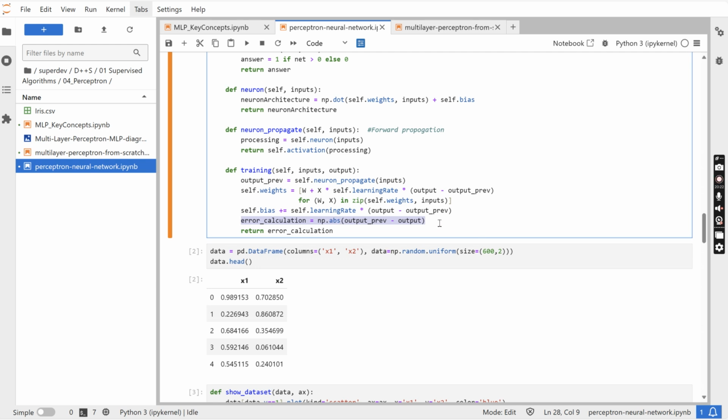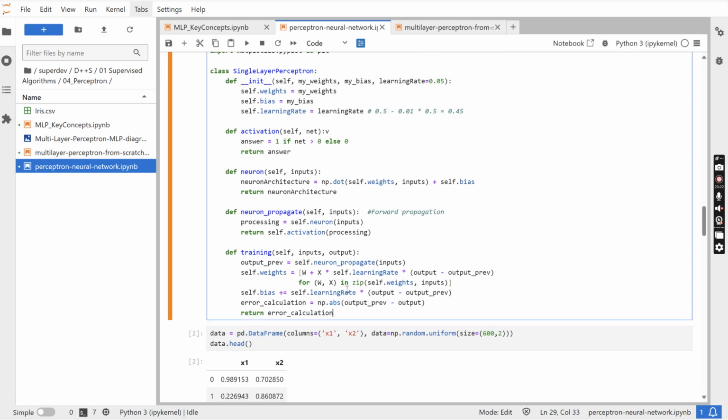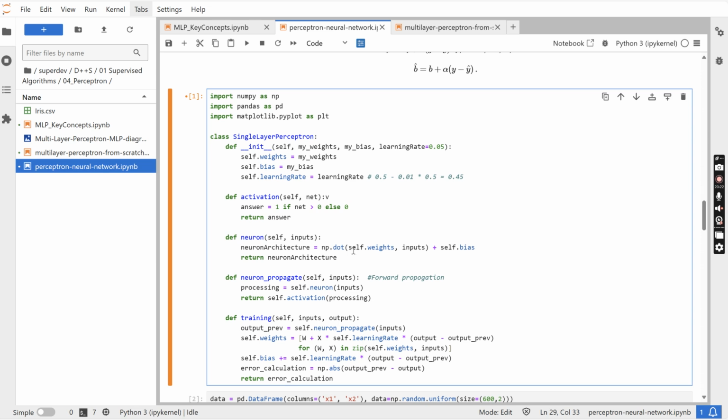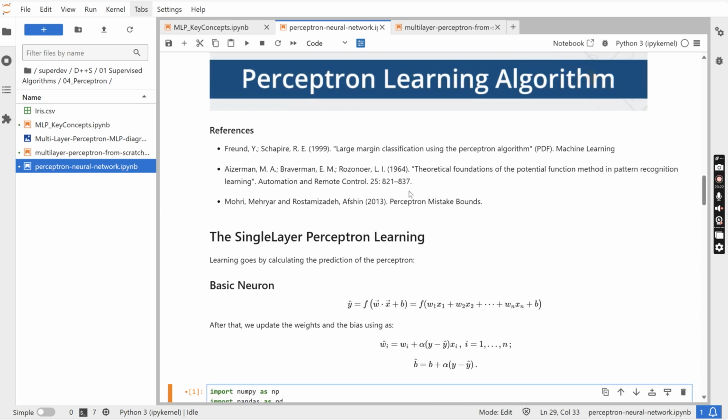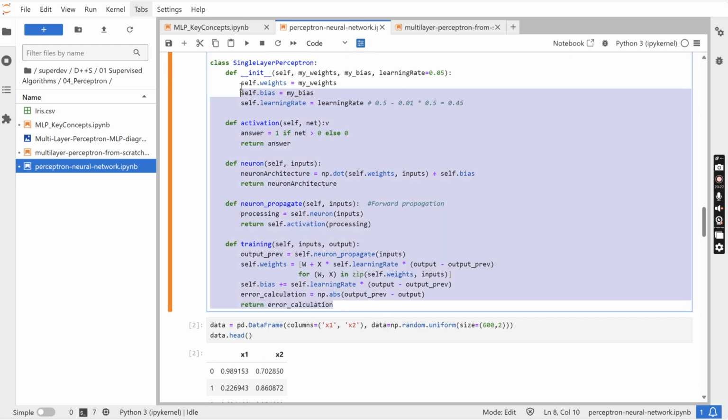Okay, you are taking the absolute value; this is called mean absolute error. You are calculating the mean absolute error and returning the error. It's very simple code, it's just that it is written in object-oriented format. The same thing that we learned and explained here is what is being done here.